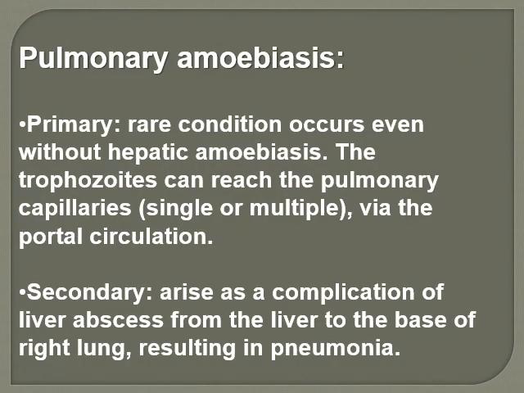organs. Pulmonary amoebiasis primarily occurring is rare. It is always secondary to the liver abscess. So the primary rare condition occurs even without hepatic amoebiasis. The trophozoites can reach the pulmonary capillaries, single or multiple, via the portal circulation. Secondary disease arises as a complication of liver abscess from the liver to the base of the right lung, resulting in pneumonia.